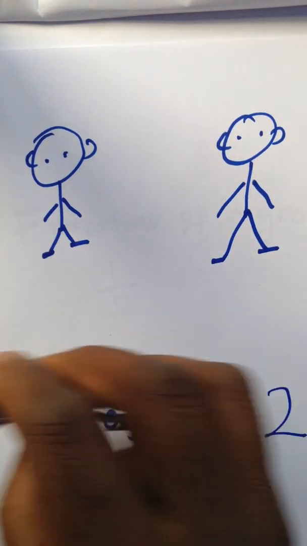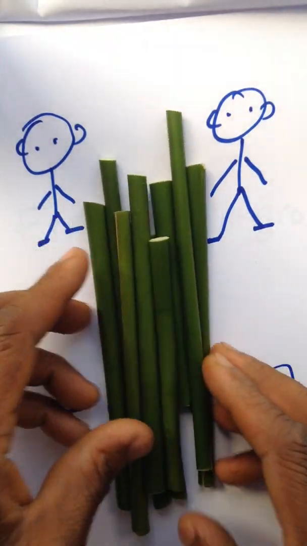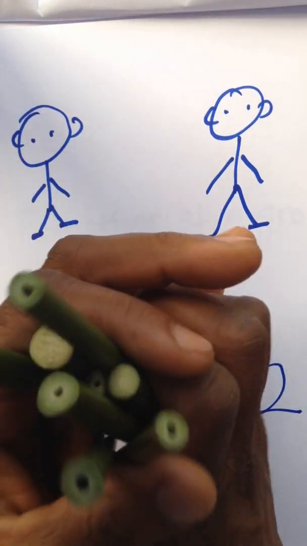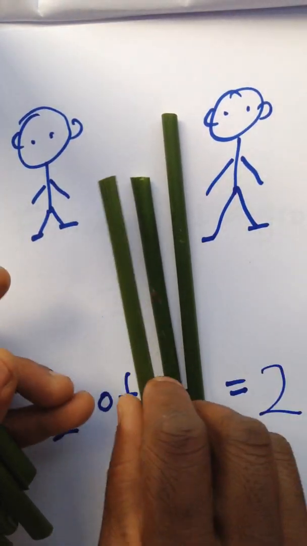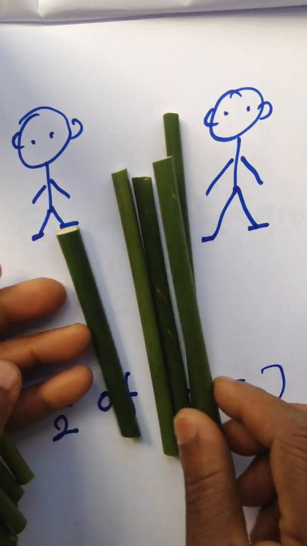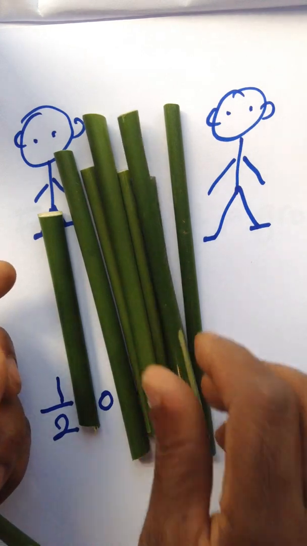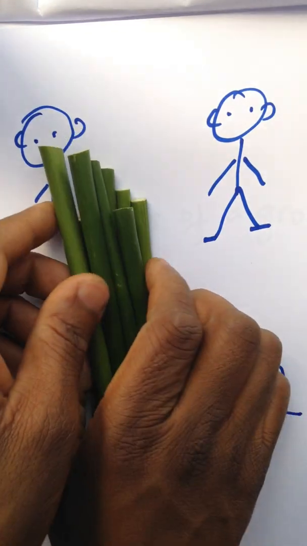Now let's try sharing something else. Now I'm going to pick sticks. I have a number of sticks. Let me count 8 sticks. 1, 2, 3, 4, 5, 6, 7, 8. I put the rest away. So I have 8 sticks.